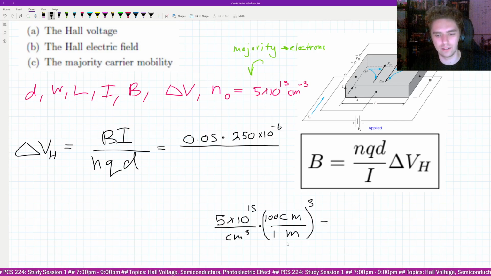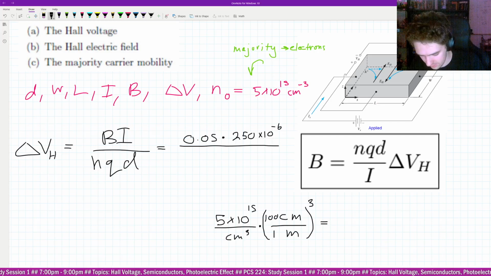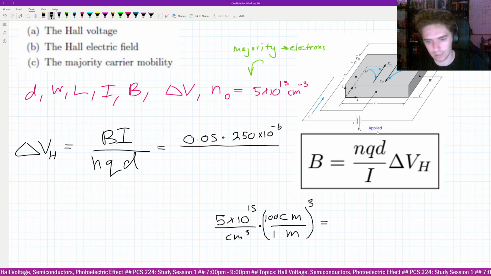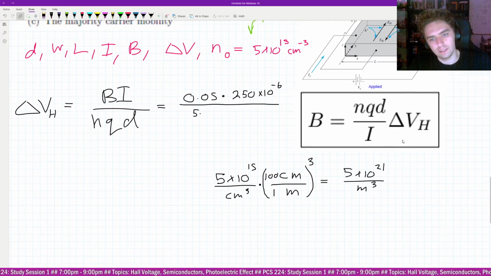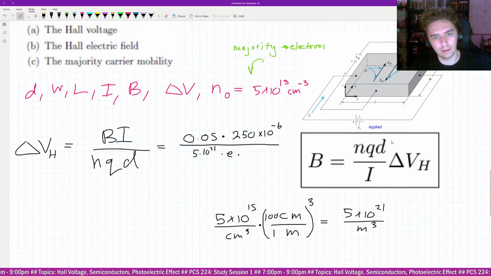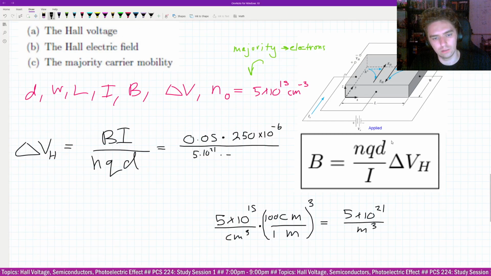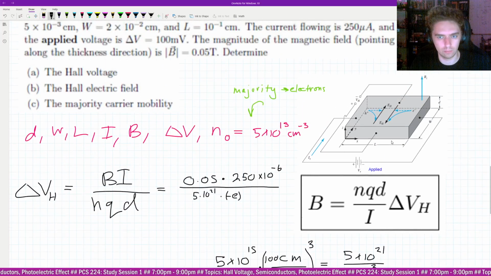Yep, that's fine. So now that will just be 5 times 10 to the 15 times 100 cubed, which is 5 times 10 to the 21. Do that: 5 times 10 to the 21 per meter cubed. So now I can just plug that in. 5 times 10 to the 21 per meter cubed times E, the charge of our, actually negative E. So negative E. That's the charge of our majority charge carriers, electrons.